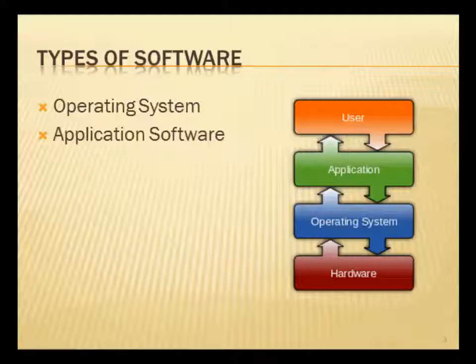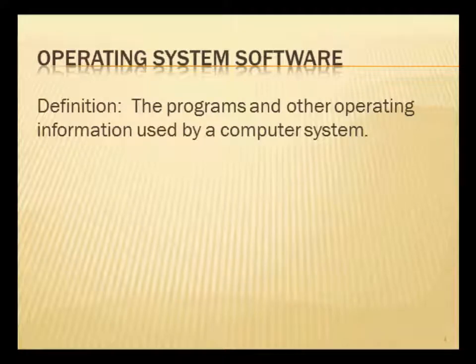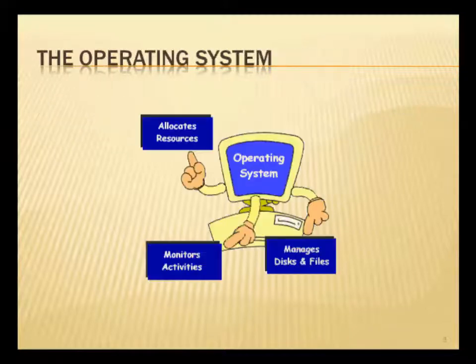Sometimes you'll hear things like Linux, Windows, DOS. These are all operating systems. The DOS system on PCs is the system at the very bottom, and it runs behind Windows. So operating system software is defined as programs and other operating information used by a computer system.